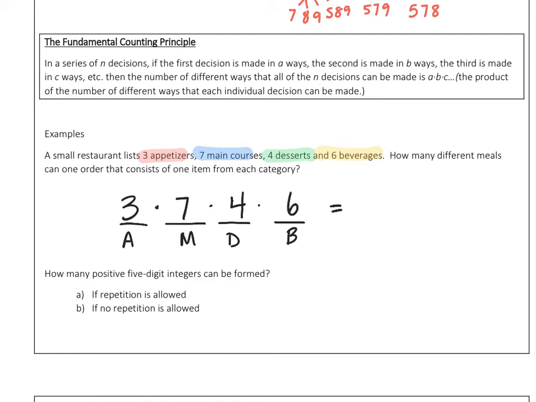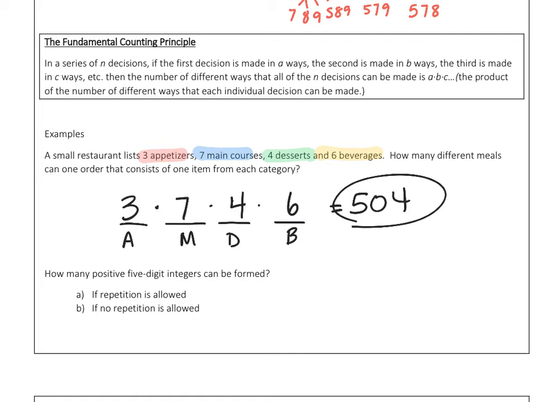So when I calculate that, I take 3 times 7 times 4 times 6, and I end up with 504 different meals that I could pick from. Okay? How many positive 5-digit integers can be formed if repetition is allowed?